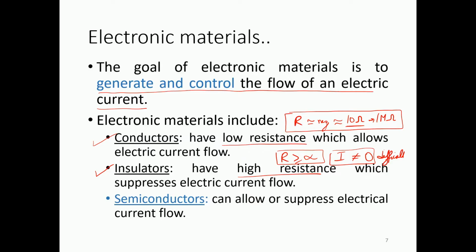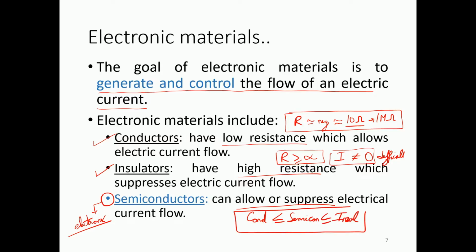But the material that is of interest to us in this course is the semiconductor, and this is the building block for any electronic material. So semiconductor devices are those that allow the current to pass, or sometimes block the current. So you can understand that semiconductors are something in between conductors and insulators. So those materials or components which are made from a semiconductor material are termed electronic devices.